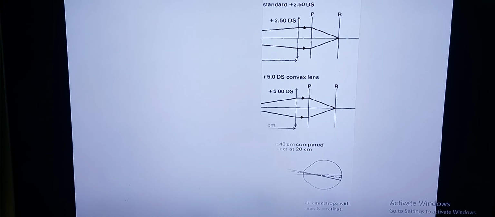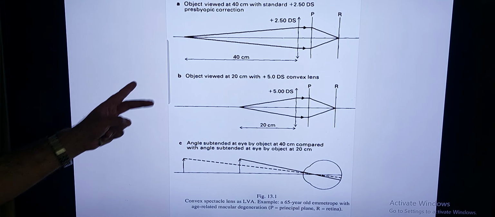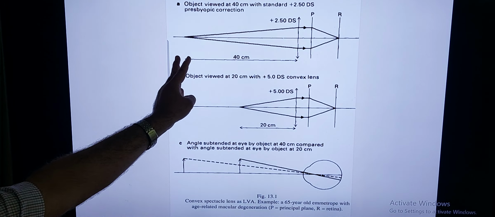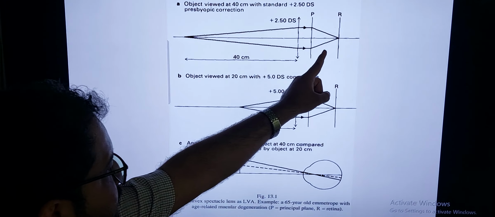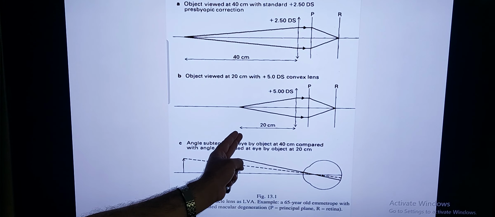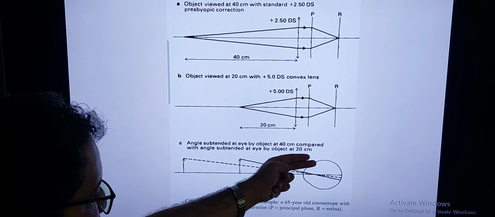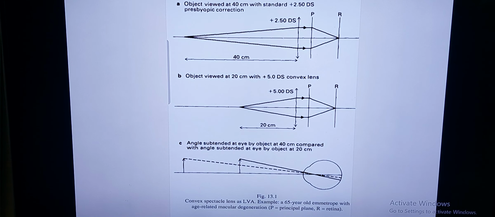If you can see here, I will explain with the help of a diagram. This is the convex lens spectacle that is used as a low vision aid, for a 65-year-old emmetrope with age-related macular degeneration. This is the angle subtended at the eye at 40 centimeters. This is the angle subtended at the retina, and if this distance is reduced to half of that, the angle subtended at the retina is greater, so that it produces an enhanced, magnified view of the object, so that the patient is able to see clearly.